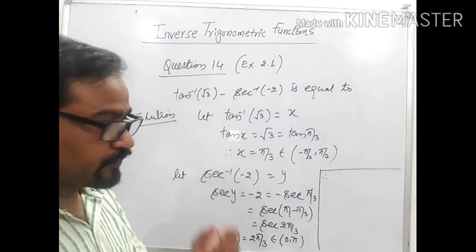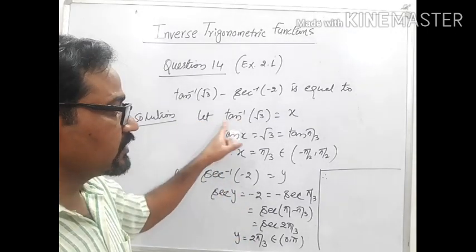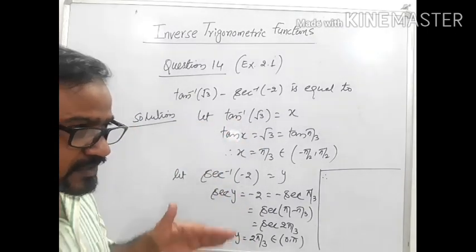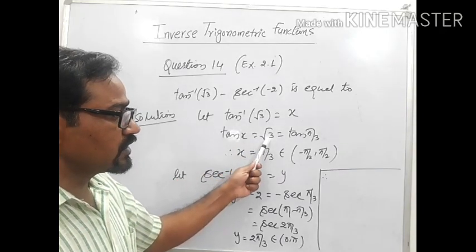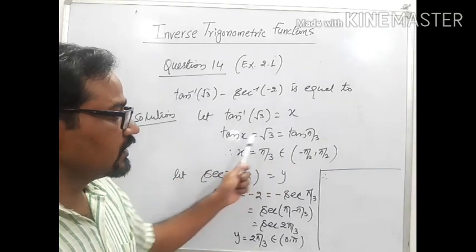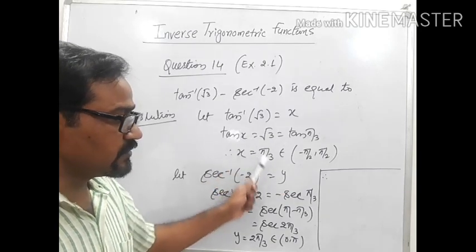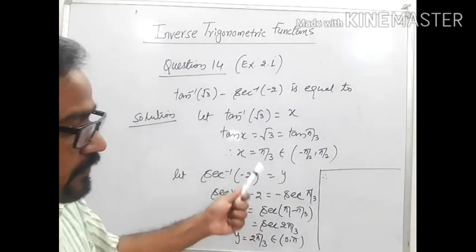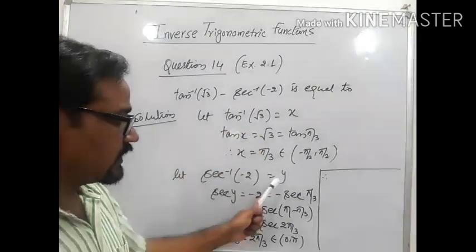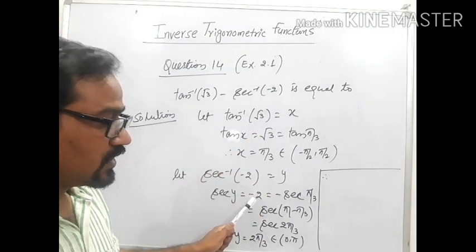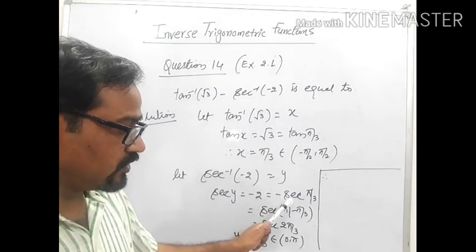Let tan inverse root 3 equal x. Similar method: tan x equals root 3. Since we know that root 3 is the value of tan pi by 3, x equals pi by 3. Pi by 3 belongs to the range of tan inverse, -pi by 2 to pi by 2. And let sec inverse minus 2 equal y. Therefore sec y equals minus 2, and 2 is the value of sec pi by 3.